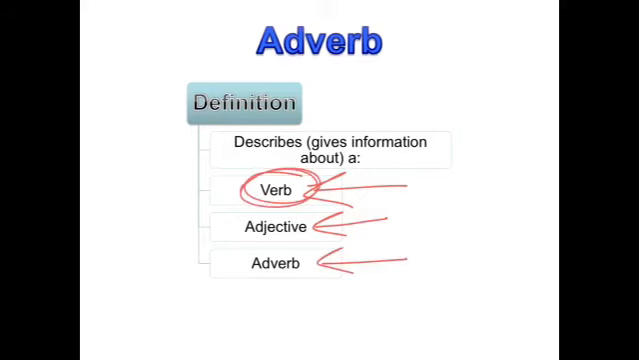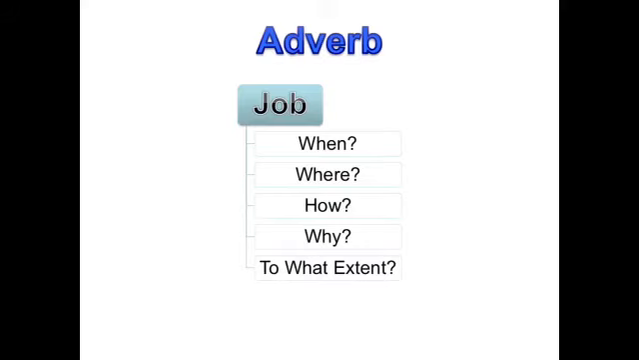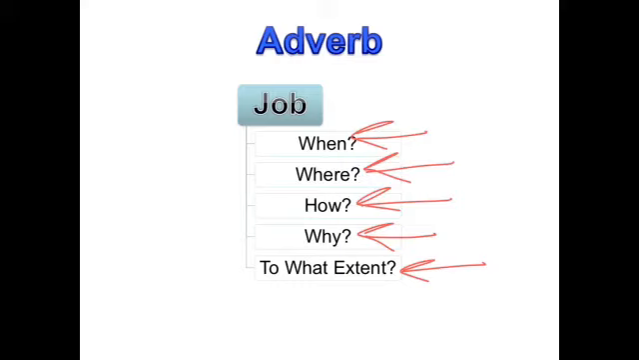Pretty simple stuff. The job it has is going to tell us when something happens, tonight, tomorrow, something like that. Where something happens, it happens here or there. How something happens, he jumped quickly, he jumped slowly, so it's telling you how he did it, why he did it, and to what extent. So he did it completely. He completely jumped over it. Something along those lines. When, where, how, why, to what extent.